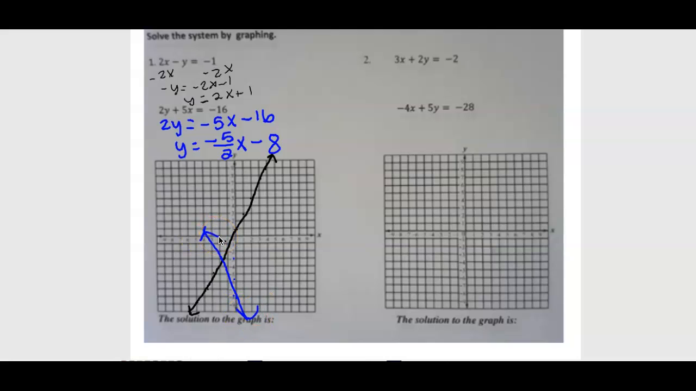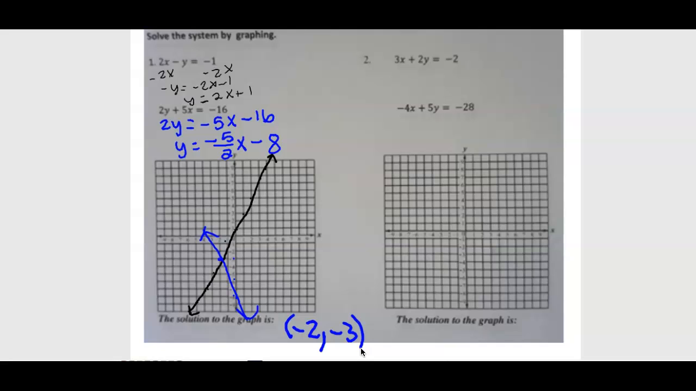And what you'll notice is that these two graphs intersect at the point -2, -3. And that's why graphing your line so straight is so important. So it says the solution to the graph is x, comma, y. -2, -3. It is the point on the graph where the two lines hit each other.